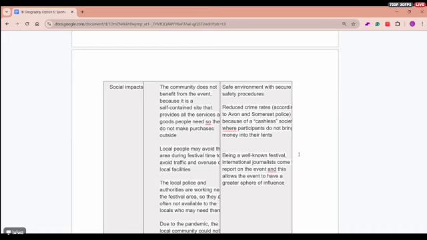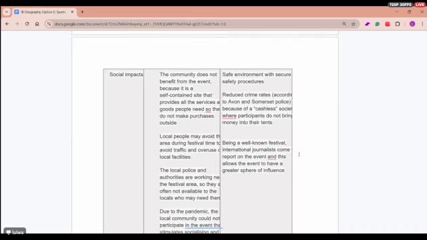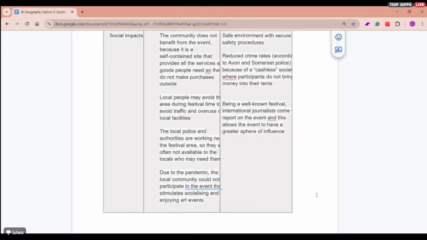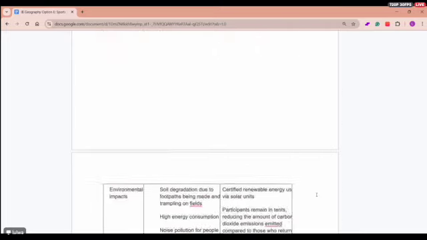Some social downsides are the community does not benefit from the event because it's very self-contained and provides all the services, so people can't make purchases outside. And local people may avoid the area during festival times to avoid traffic and overuse of local facilities. However, a positive thing is safe environments, of course, with secure safety procedures. And there is reduced crime because of a cashless society where people bring their phones to pay instead of just cash. So they're less prone to being robbed.